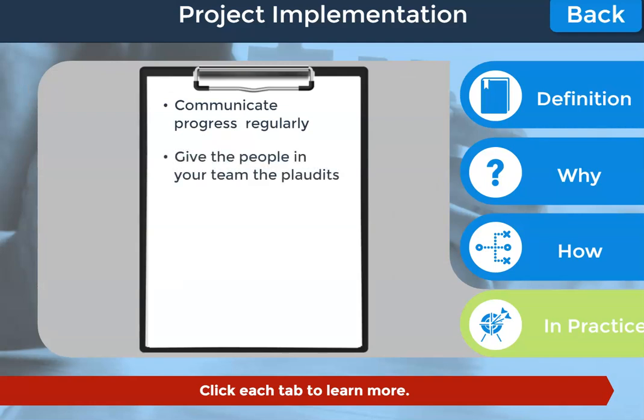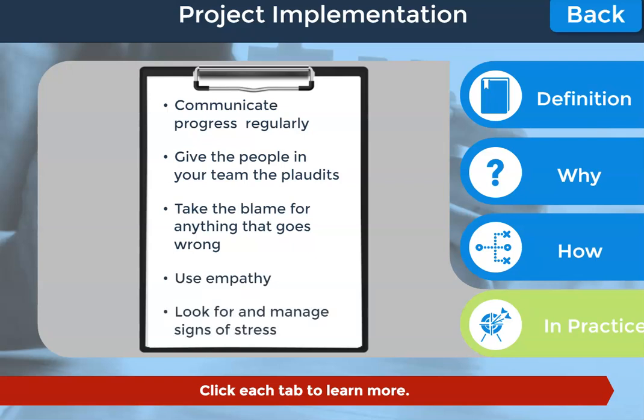Give the people in your team the plaudits, particularly when someone high up expresses satisfaction. Conversely, the project manager must take the blame for anything that goes wrong. Any problem is always ultimately down to you. Use empathy and conflict handling techniques as in the leadership modules and look out for signs of stress and manage it accordingly. A happy, positive team with a basic plan will outperform a miserable team with a brilliant plan every time.